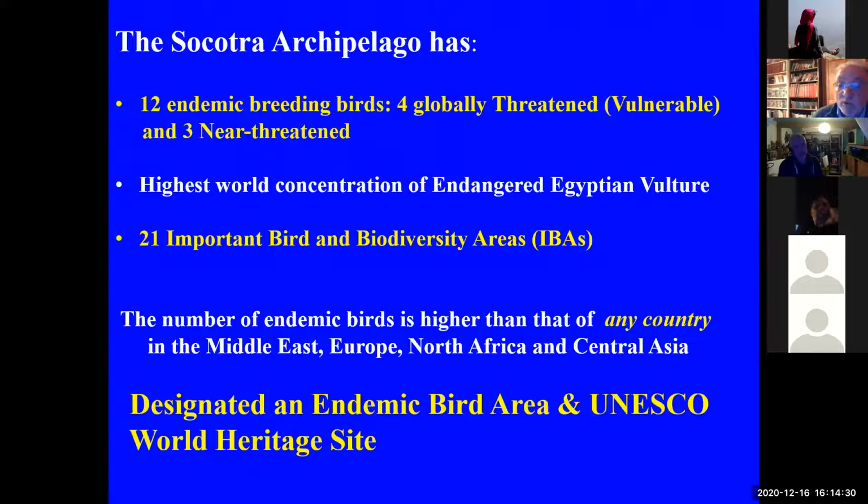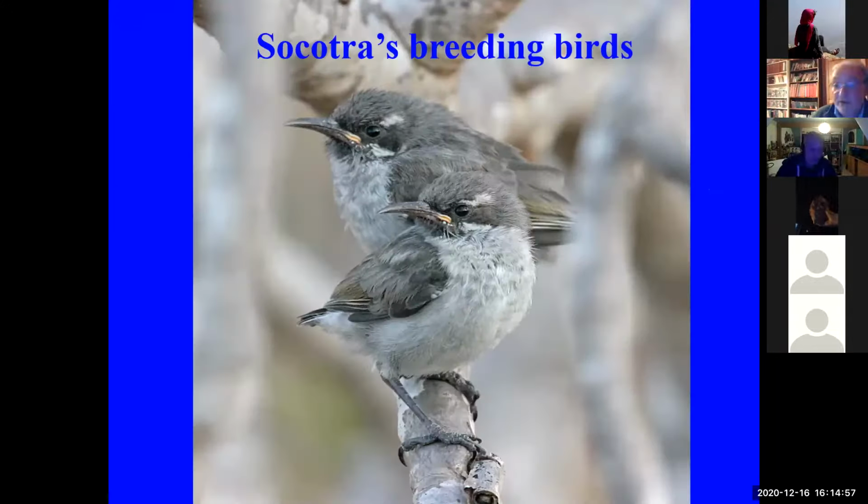21 important bird and biodiversity areas, IBAs, have been identified. And the next fact, I think, is one that's worth taking away with you. The number of endemic birds is higher than that of any country in the Middle East, Europe, North Africa, and Central Asia. I mean, this really is a hotspot of endemism. And it's designated as an endemic bird area and a UNESCO World Heritage Site. Now onto Socotra's breeding birds.